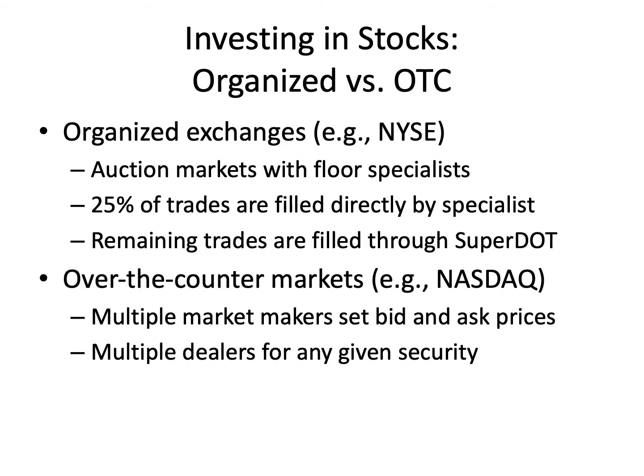Well, what's the difference between over-the-counter and organised? Organised exchanges tend to have auction markets with floor specialists. 25% of trades are filled directly by specialists. The remaining trades are filled through systems like SuperDot. In over-the-counter markets like Nasdaq, there are multiple market makers who set bid and ask prices, and multiple dealers for any given security.